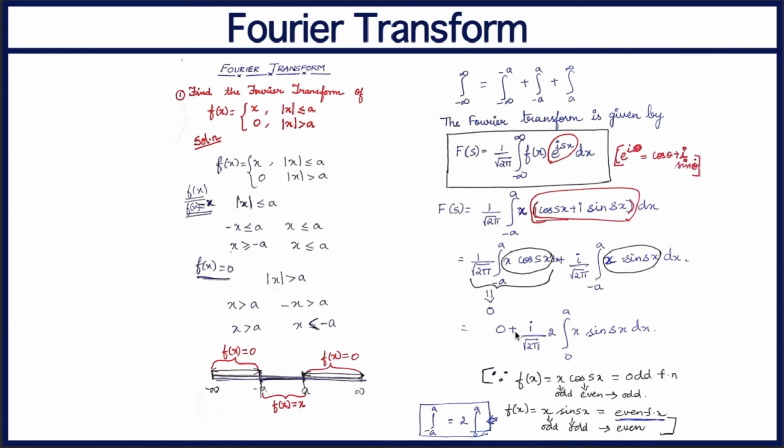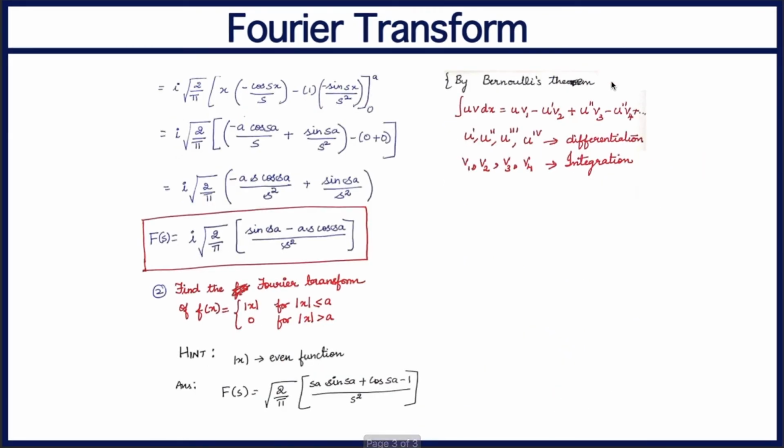Okay, so now we'll go for the integration. So how can you integrate here? Using Bernoulli's formula. Here I am using Bernoulli's formula. So what is Bernoulli's formula? Bernoulli's formula is given by integral uv dx is equal to u v1 minus u dash v2 plus u double dash v3 minus u triple dash v4. It goes on like that.